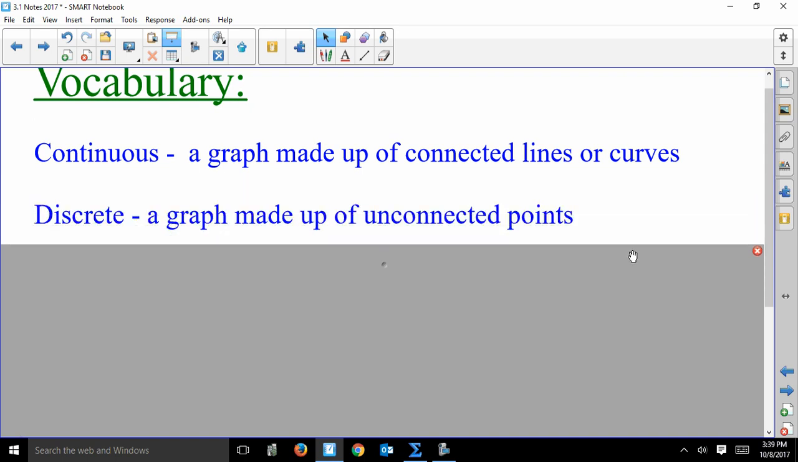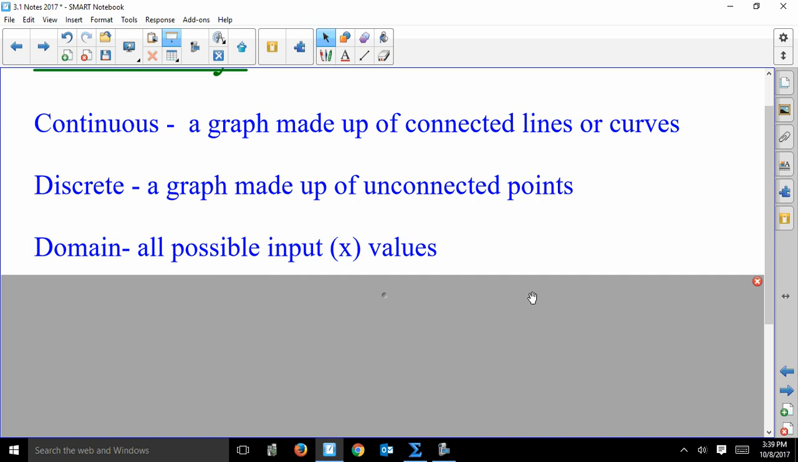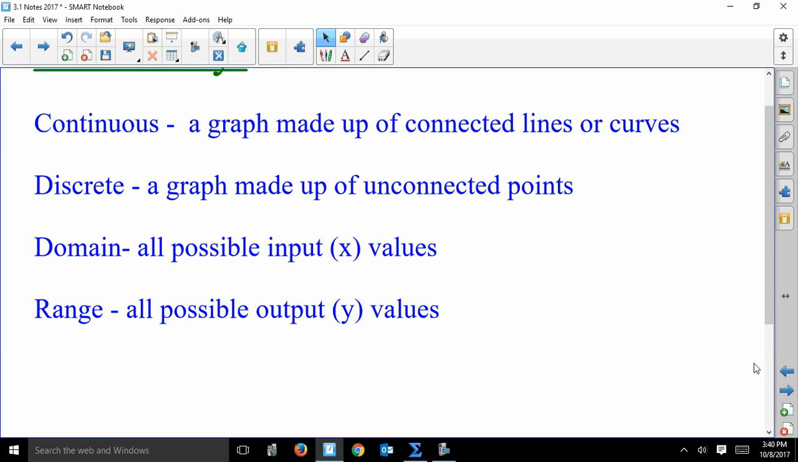Second vocabulary term, discrete. Discrete is the opposite of continuous. It is a graph that is made up of unconnected points, and we will talk about an example of that in one of our next couple of examples. The domain is all possible input or x values. The domain will always be represented by the x-axis. And the range is all the possible output or y values. The range values we will see along the y-axis, or the vertical axis.